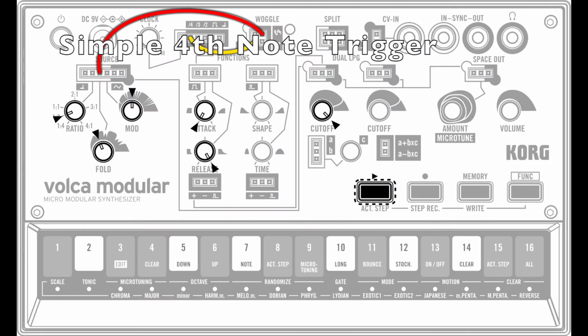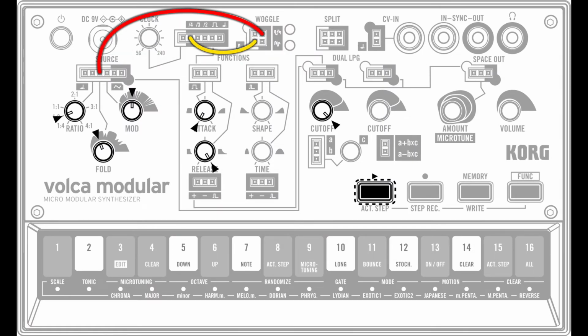This sound uses the sequence's gate out section to set a new random Woggle value every fourth step. This value is sent to the fold input. So for every fourth note, we get a new random fold amount.